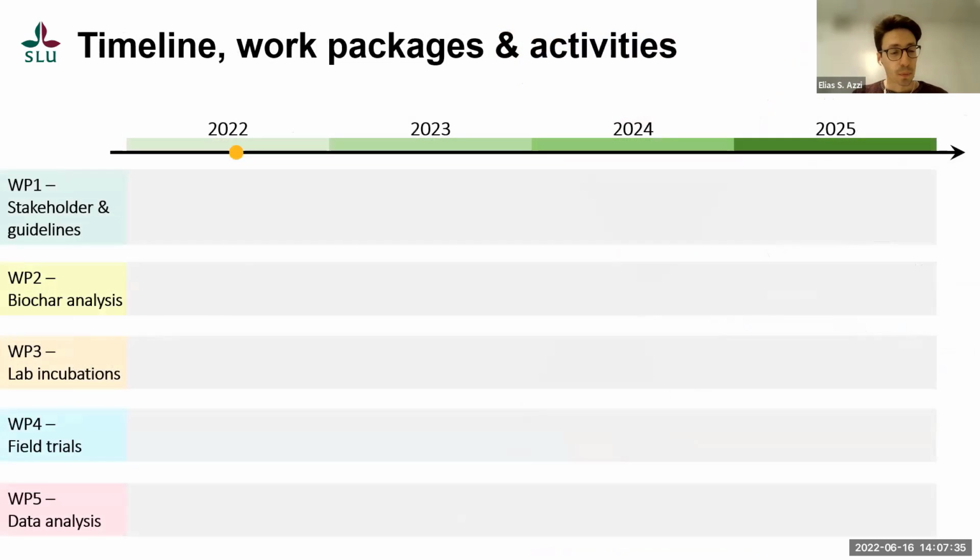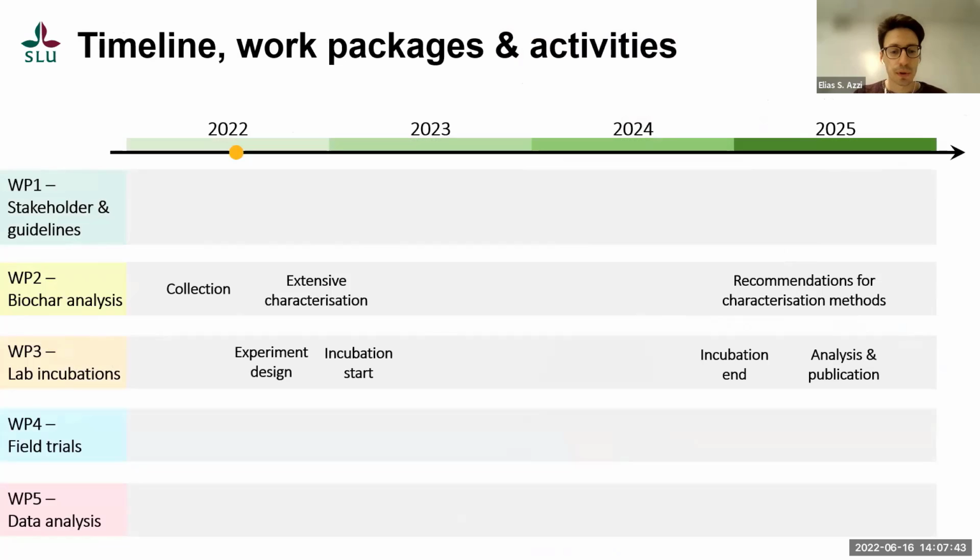The project is divided into 5 work packages. Work packages 2, 3, and 4 are mostly about the experiments. In work package 2, we are collecting different kinds of commercially available biochars and characterizing them, so that in work packages 3 and 4 we can make laboratory and field incubations. The design of these experiments will start this year, and then they will run for about 2 years, and then we'll analyze the results of these new incubations in Sweden and publish them.